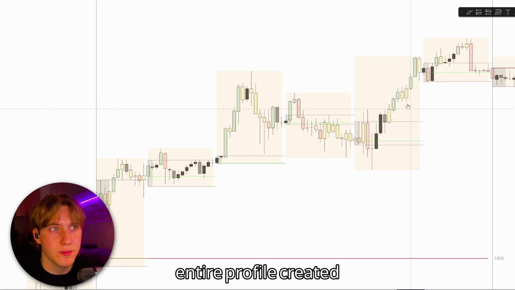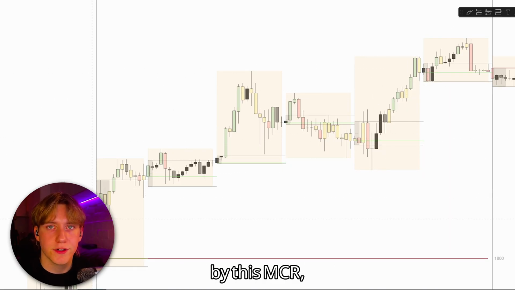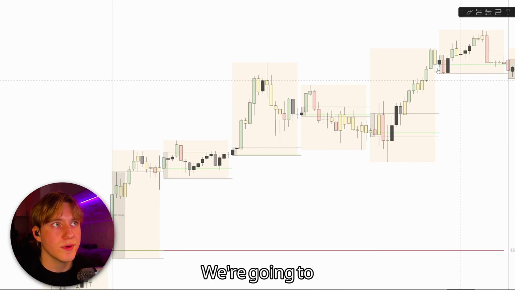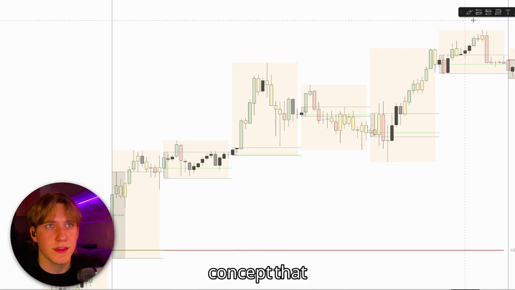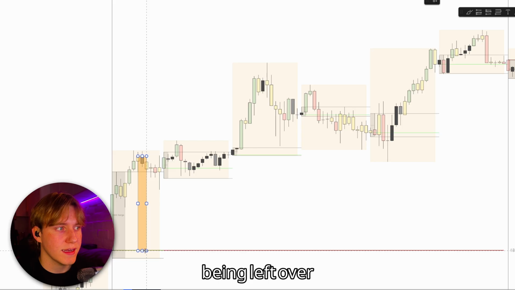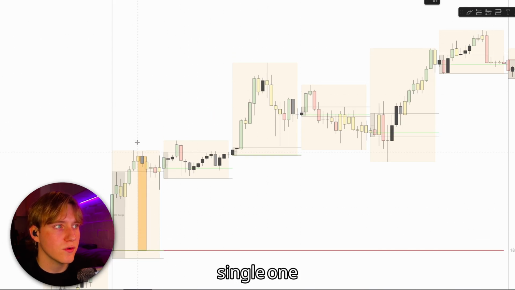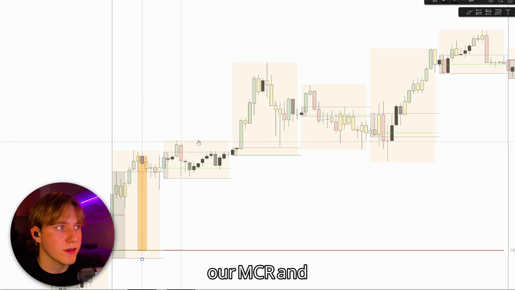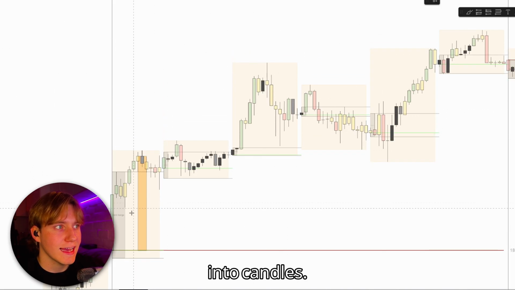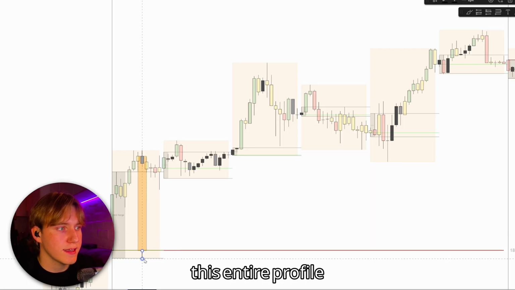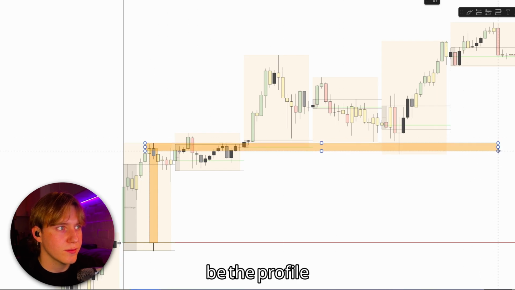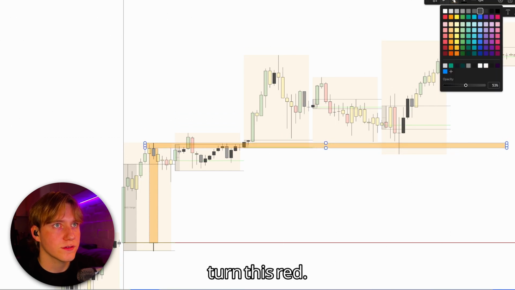So we can see the entire profile created by this MCR, meaning it's going to show what price did after this MCR created. We're going to stay on this 15-minute and that same concept that I showed you guys earlier, where we had a wick being left over at the top and the bottom of every single one of these profiles, or well, our MCR in of itself. We can turn these boxes into candles. So this entire profile turns into one candle. And if that's the case, then this is going to be the profile edge that we are going to be using. So let's turn this red.